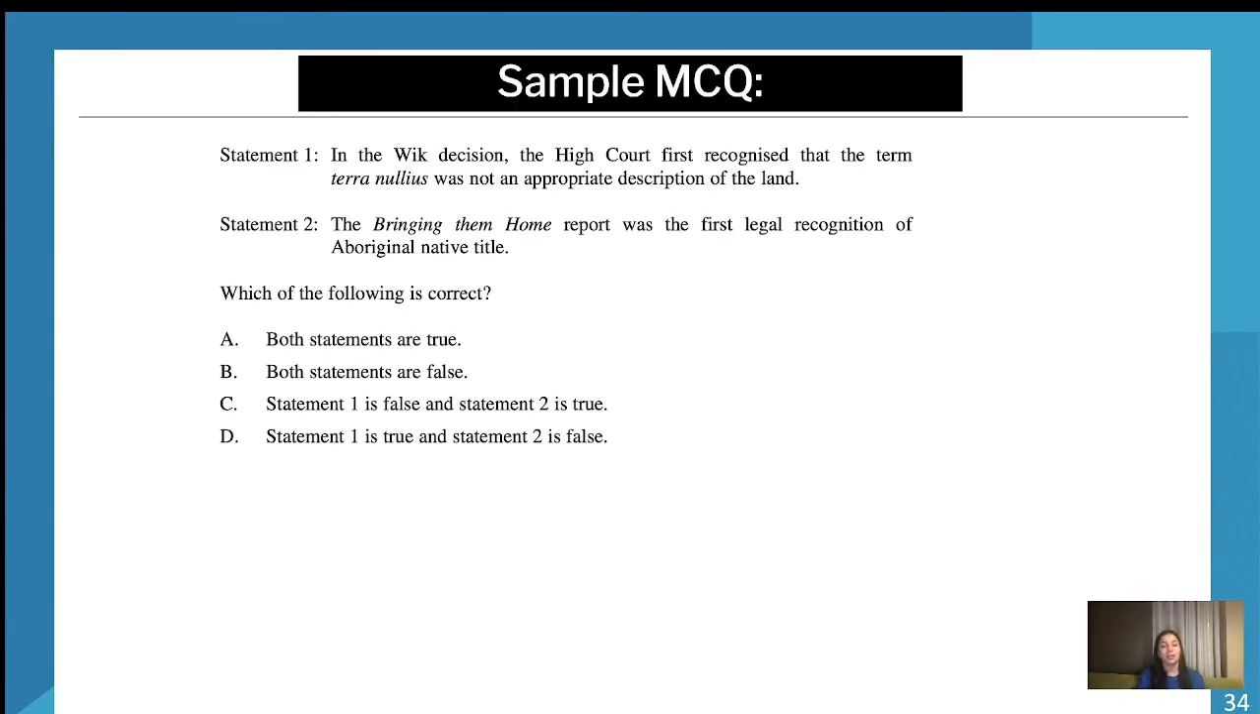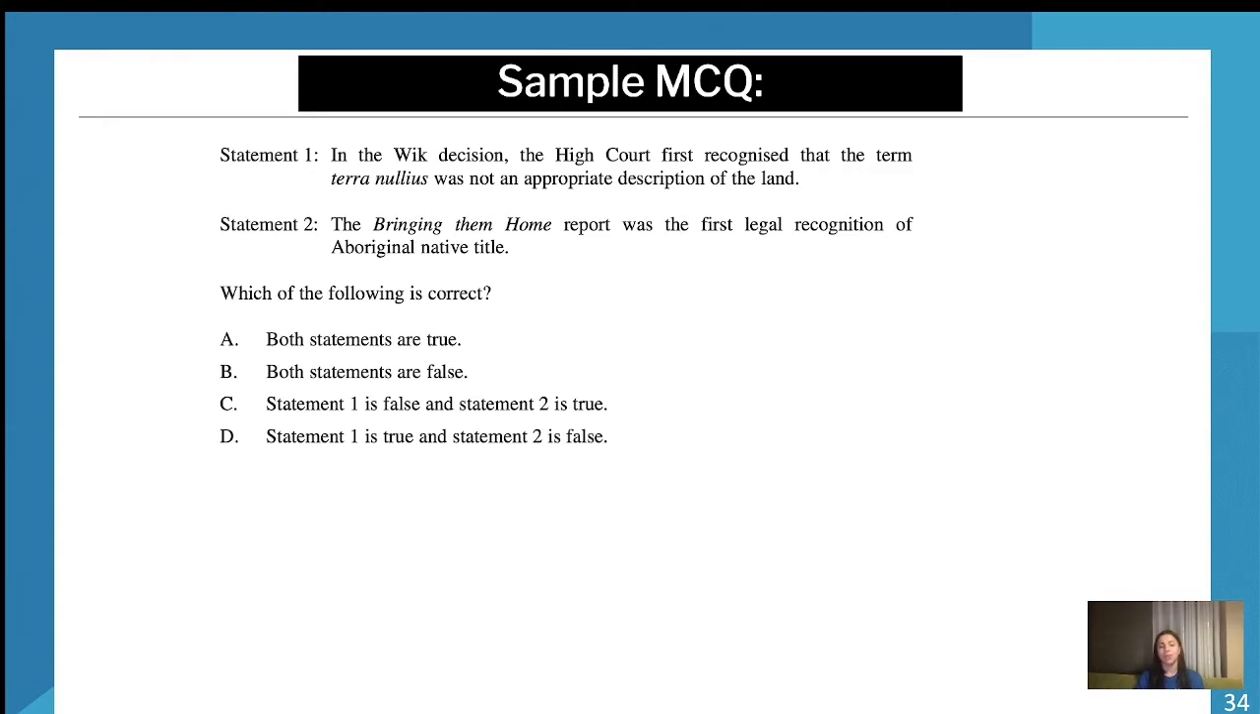So let's look at the first one. In the Wik decision, the High Court first recognized that the term terra nullius was not an appropriate description of the land. Now think about the Wik decision. Does the Wik decision have to do with terra nullius, or was that the Mabo decision? And the Wik decision was about the pastoral leases. Have a think. I don't know. I couldn't tell you. And statement 2 says the Bringing Them Home report was the first legal recognition of Aboriginal native title.